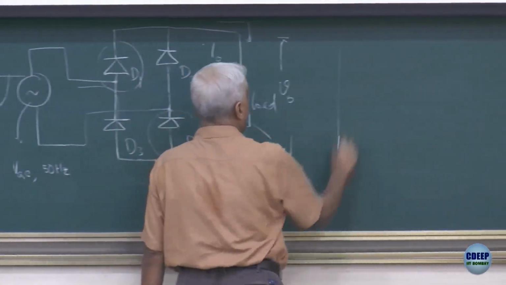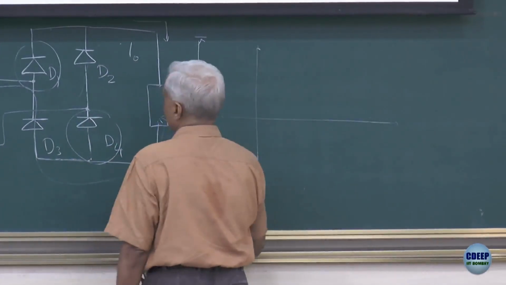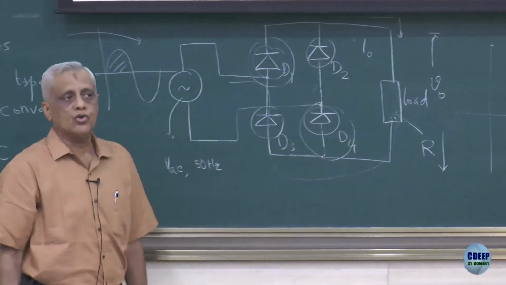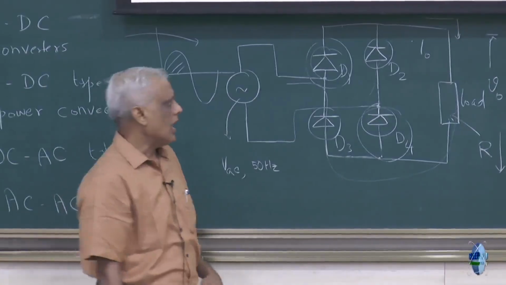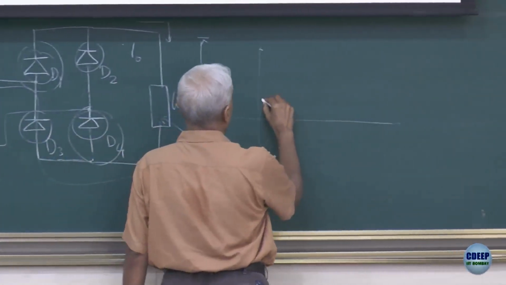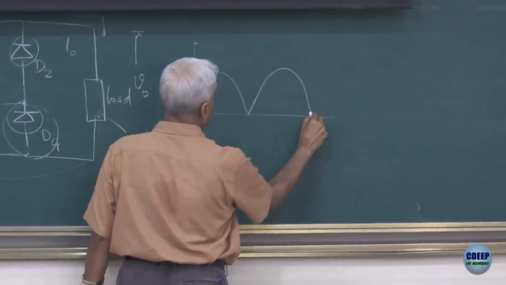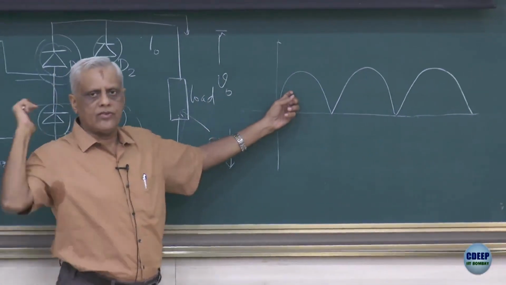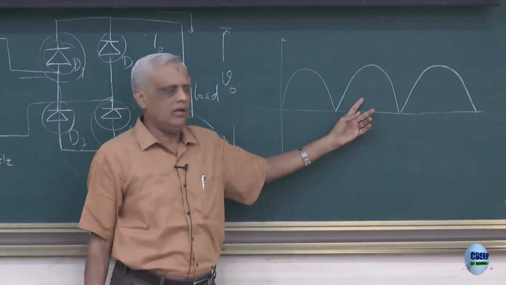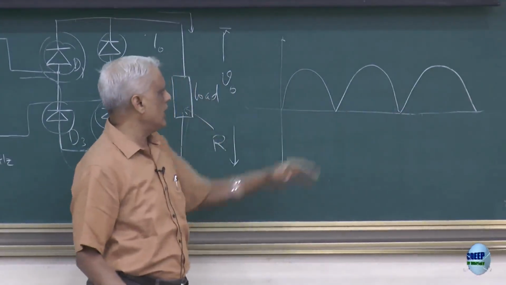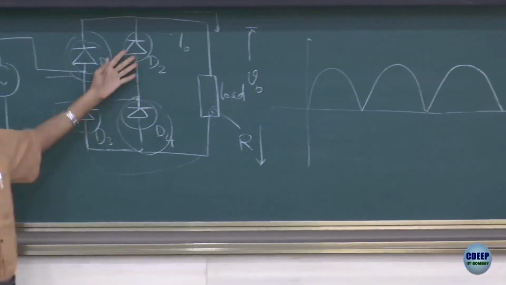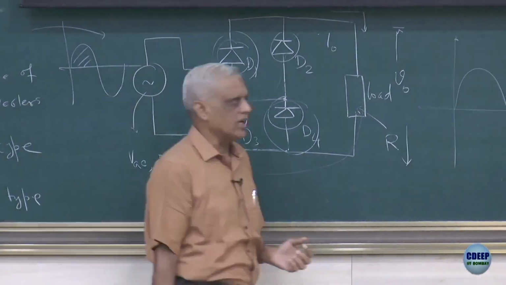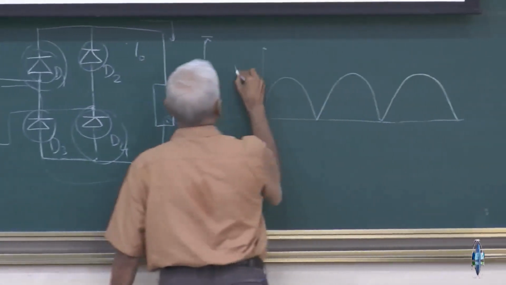Now, assuming that these diodes are ideal and there is no voltage drop across them, my output would be something like this. These are the positive half of the AC cycle, the negative half of the AC cycle, again the positive half. They are alternating, but on this side, because the nature of the circuit is such that it allows the current only in this direction, unidirectional, you get basically a DC output.